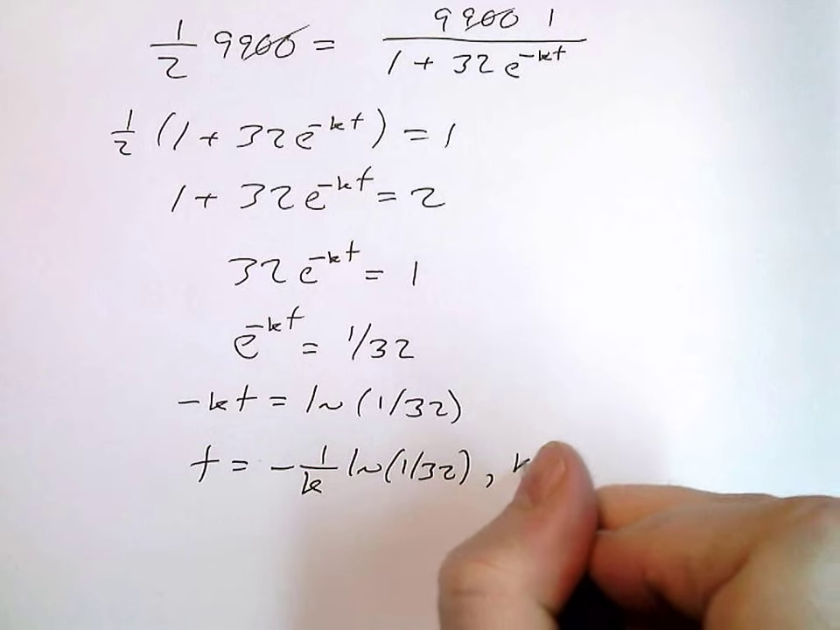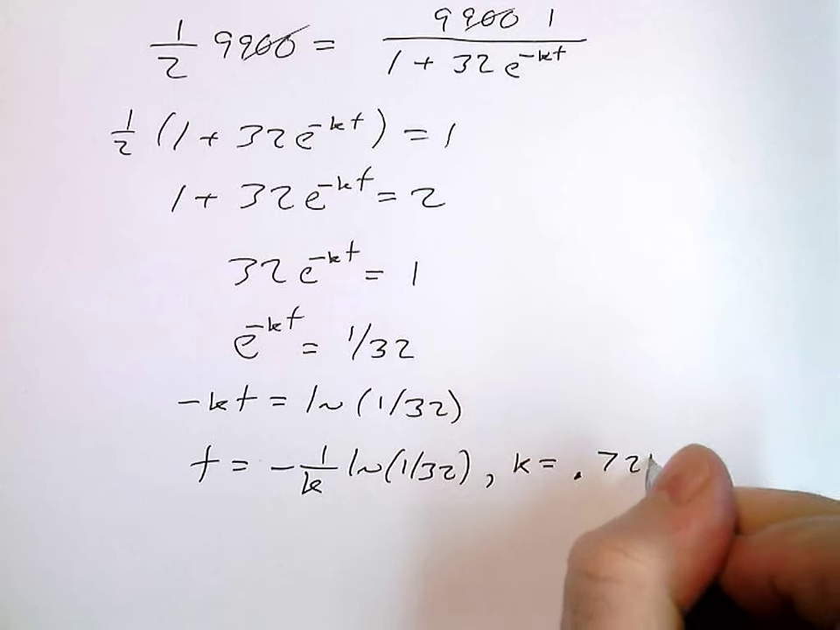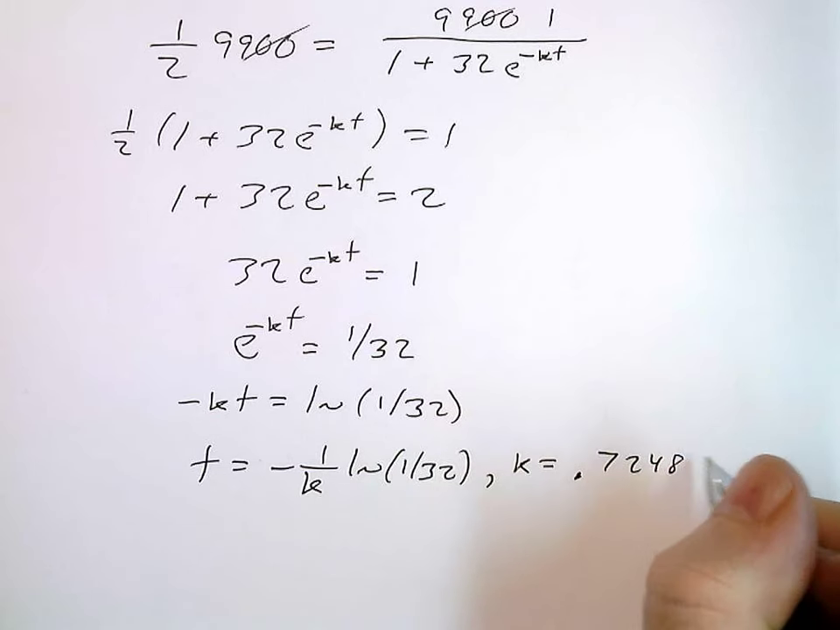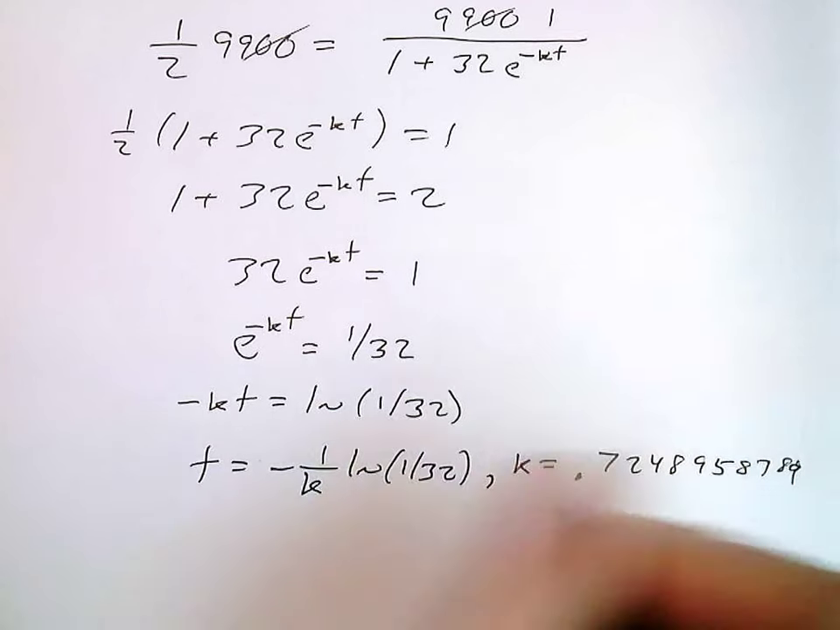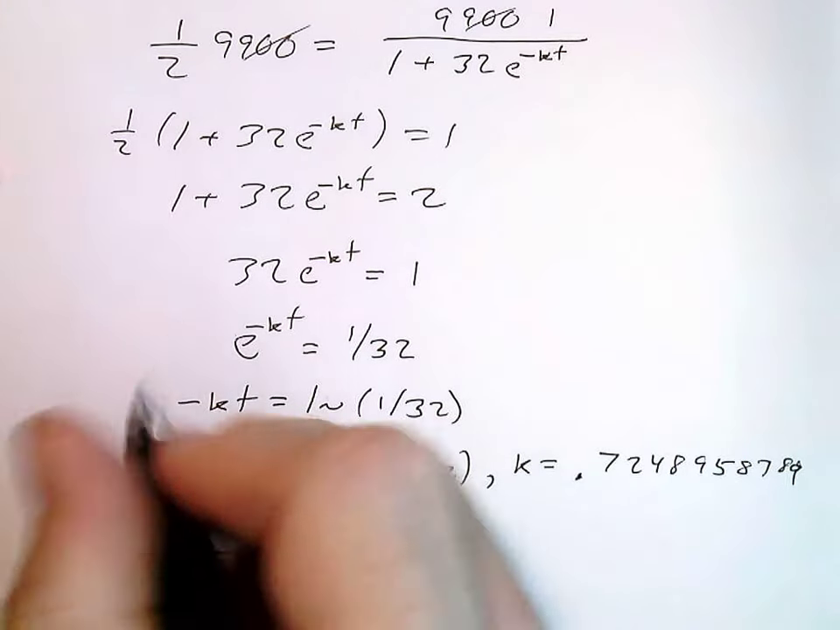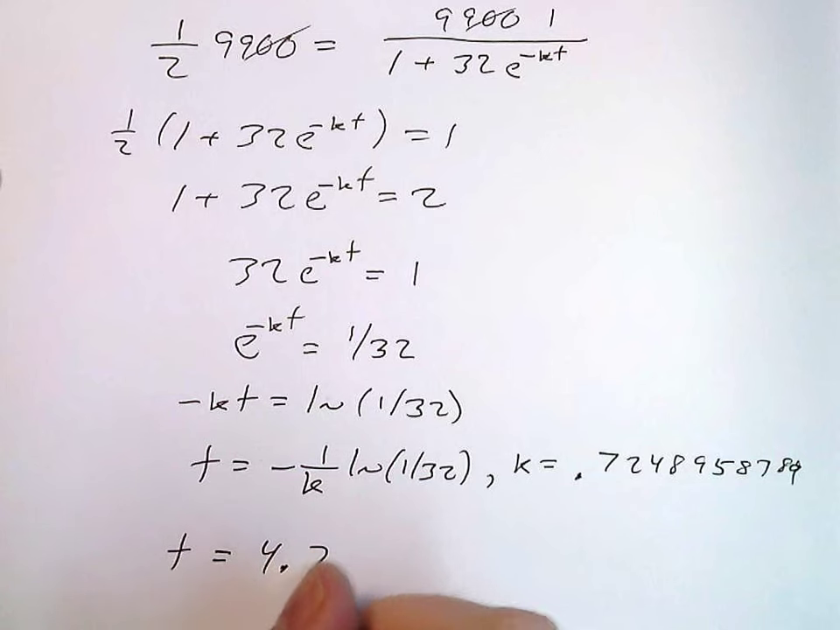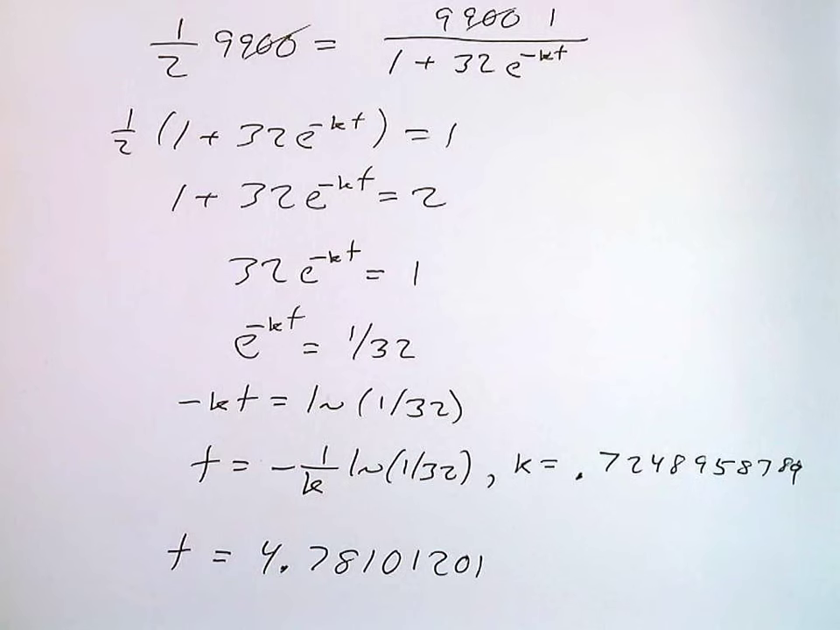So t is going to be negative 1 over k times ln of 1 over 32, where our k here was 0.7248958789. So our t here is going to be about 4.78101201. So about 4 3/4 years, we're at half of the carrying capacity. And that's it for this problem. So I hope it made sense. Thank you.